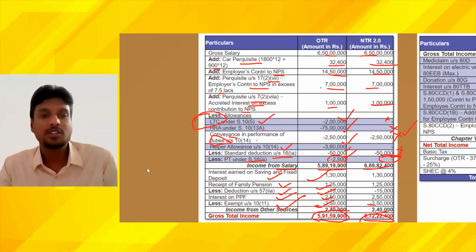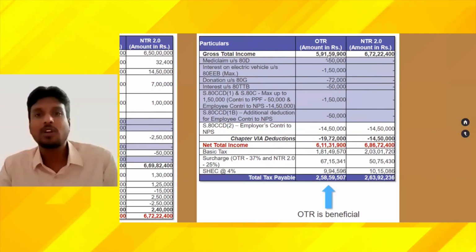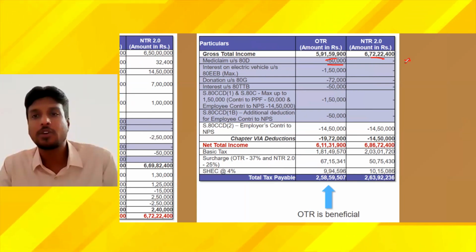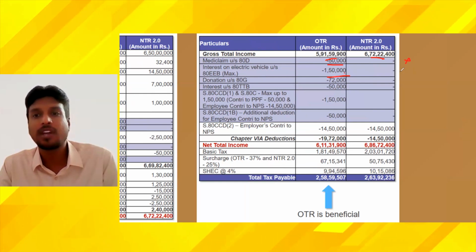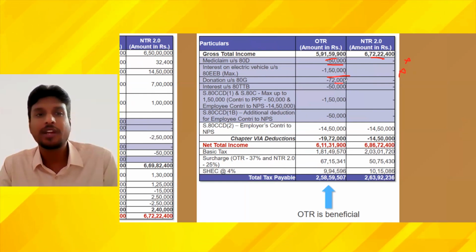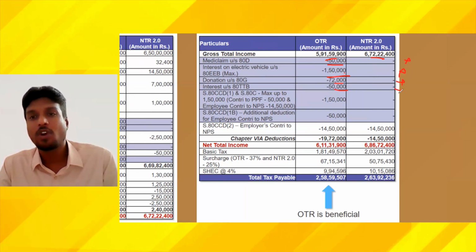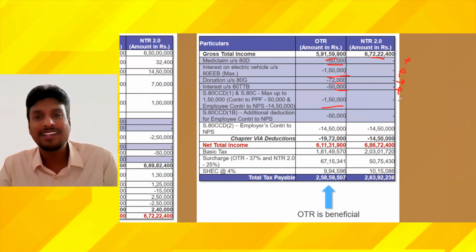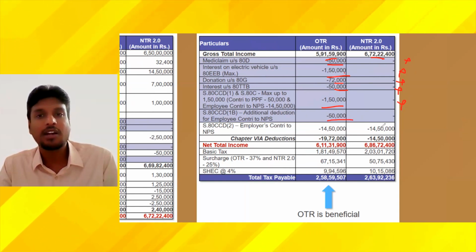Now, having discussed this, let's see what the further computation is. From the gross total income of 5 crore 91 lakh, we have Mediclaim deduction, allowed under the old tax regime, not allowed under the new tax regime. Interest under 80EEB, maximum 1,50,000, is allowed under the old tax regime, not allowed under the new tax regime. Donation, allowed under the old tax regime, not allowed under the new. Interest, allowed under the old tax regime, not allowed under the new. And under 80C to 80CCD, 1,50,000, whatever deductions we have, are not allowed under the new tax regime. Additional deduction of 50,000 is not allowed under the new tax regime and allowed under the old tax regime.